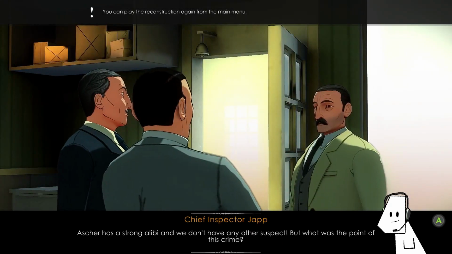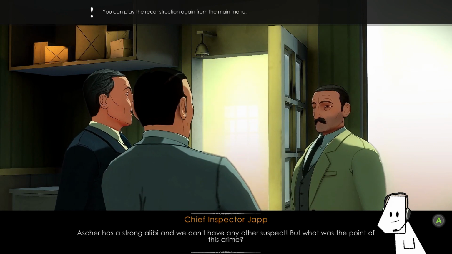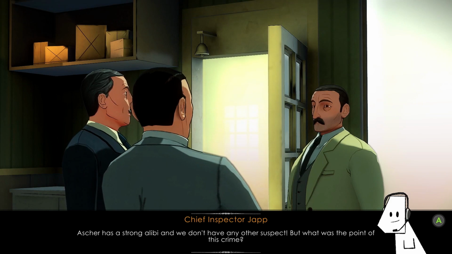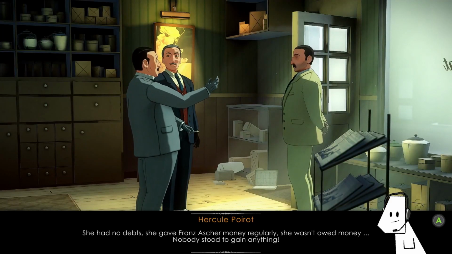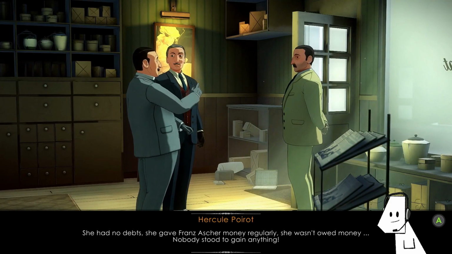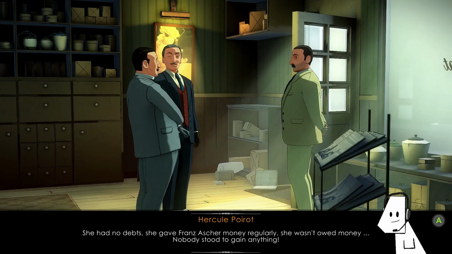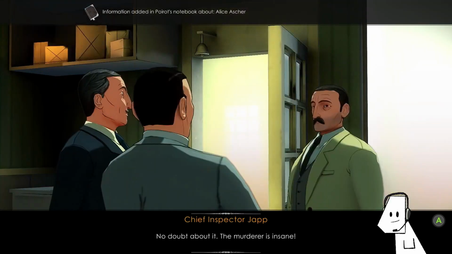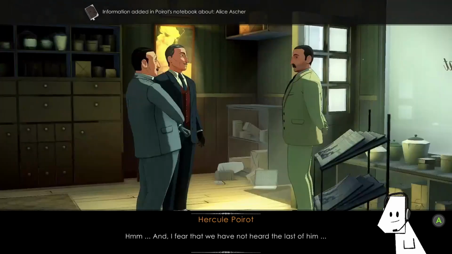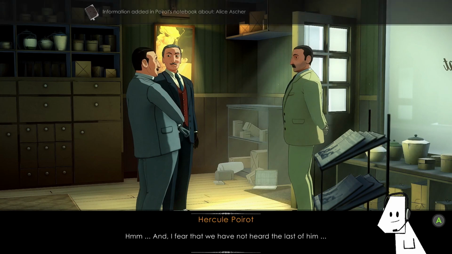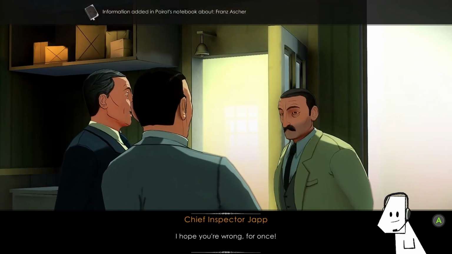Asher has a strong alibi and we don't have any other suspect. But what was the point of this crime? She had no debts. She gave Franz Asher money regularly. She wasn't owed money. Nobody stood to gain anything. No doubt about it, the murderer is insane. And I fear that we have not heard the last of him. I hope you're wrong for once.